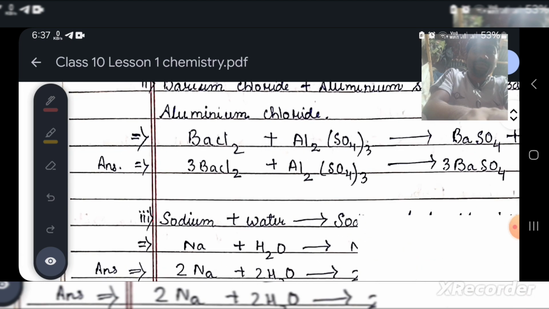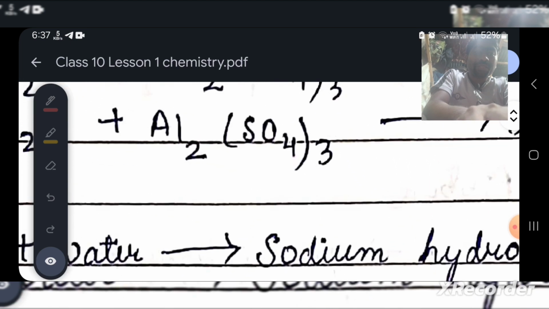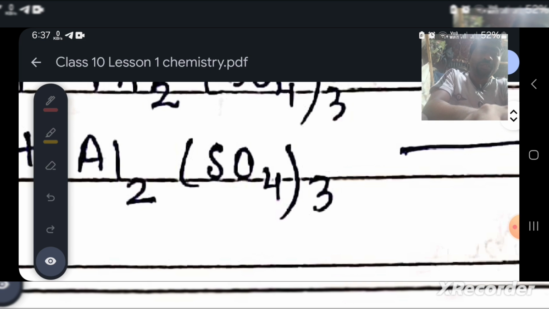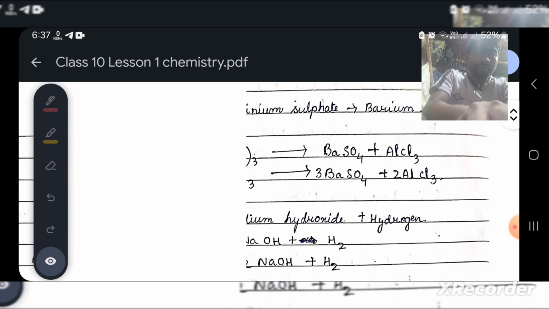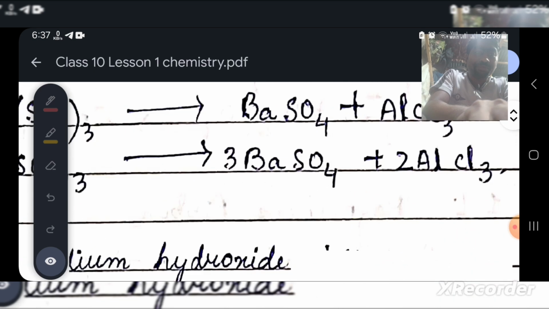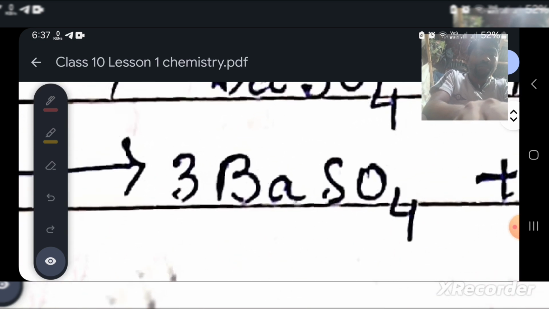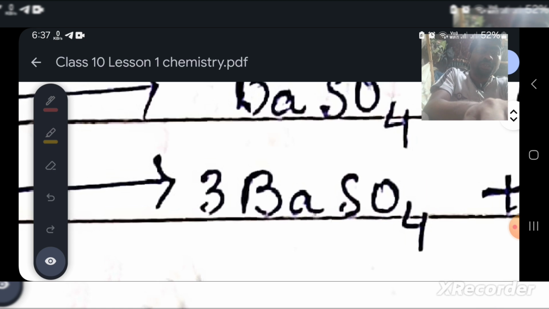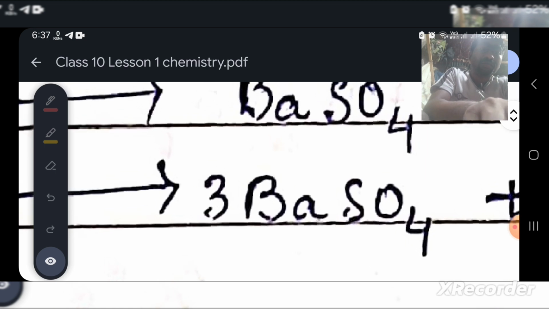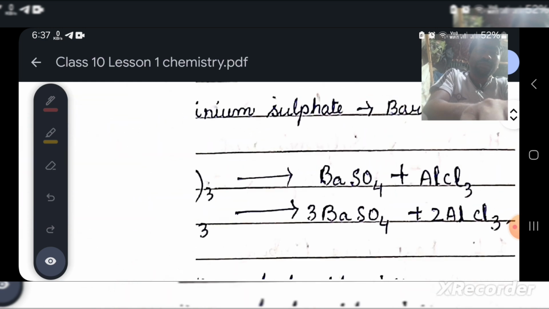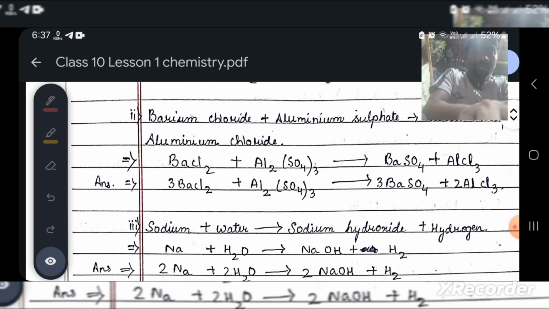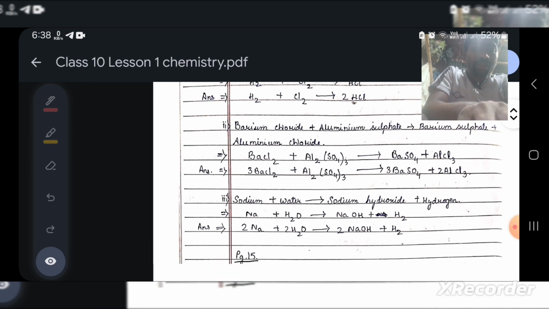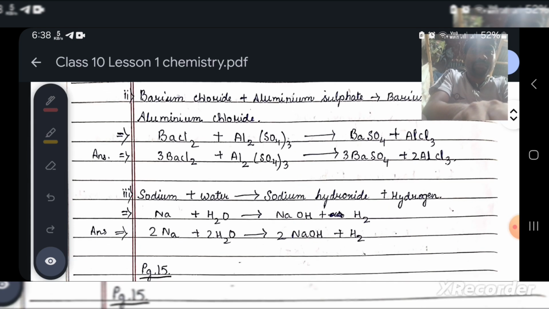Now what is left? This sulfuric acid, SO4. SO4 whole 3 means how many SO4 are there? 3 SO4 are there. But after balancing, you can look what is there? 3BaSO4 means 3 barium is there. So this SO4, how many SO4 is there? This also has become 3 SO4. So this side also it is 3 SO4 and this side also it is 3 SO4. So by this we can look that both side, all the reactant and the product has balanced each other.